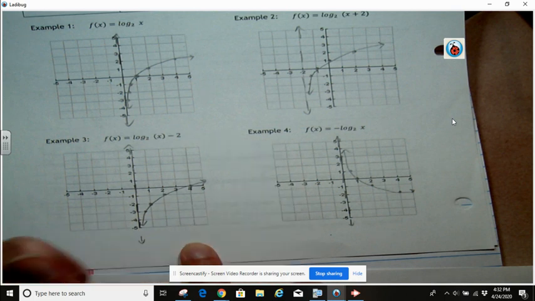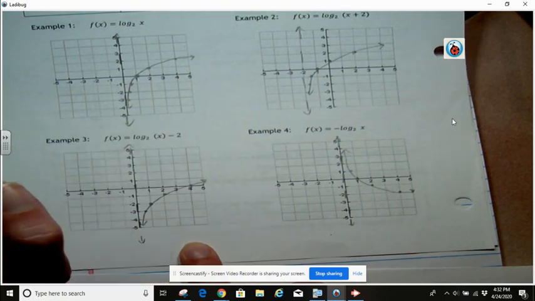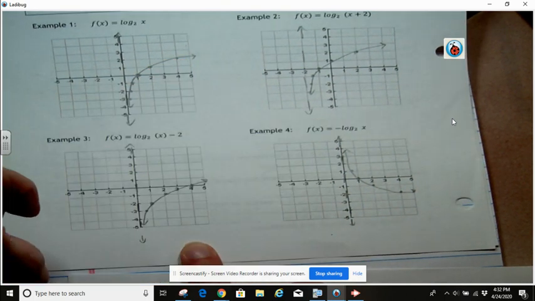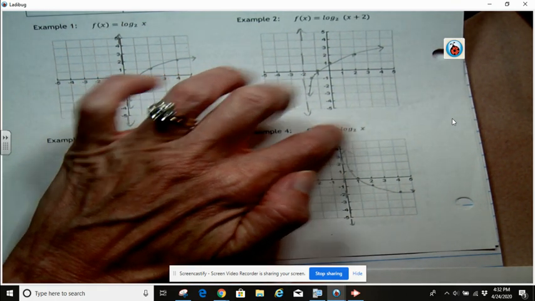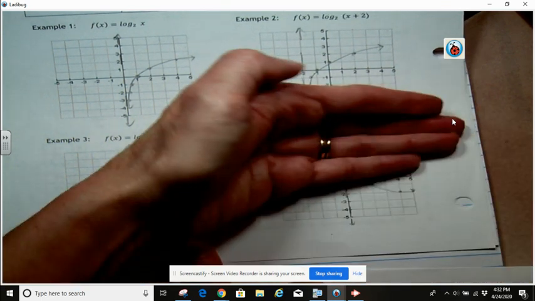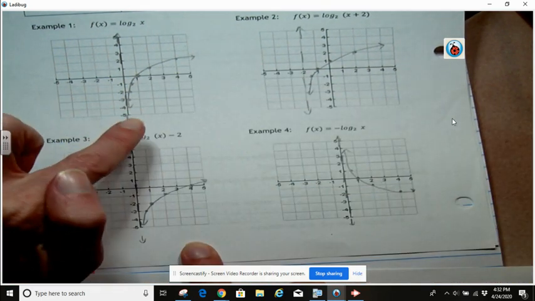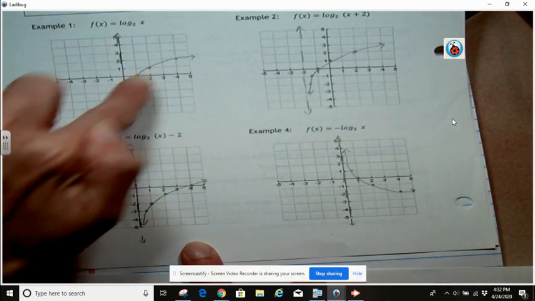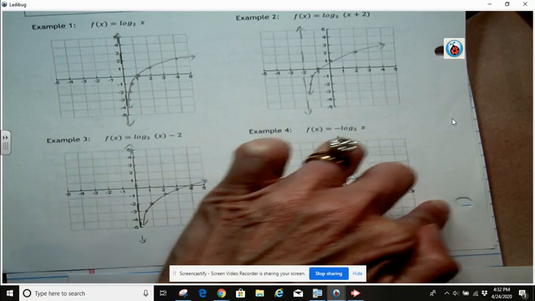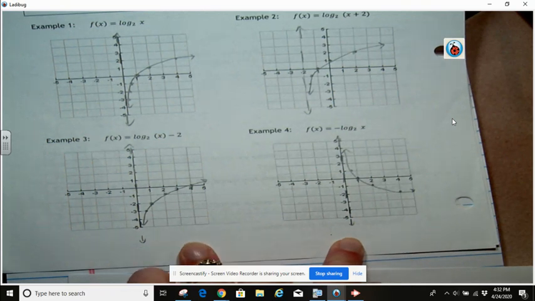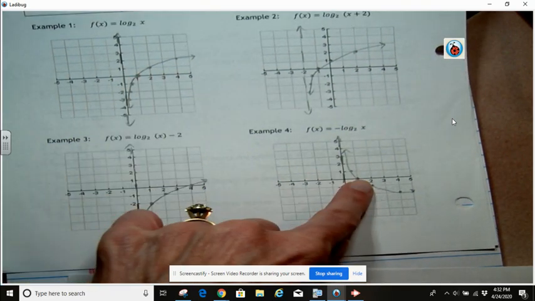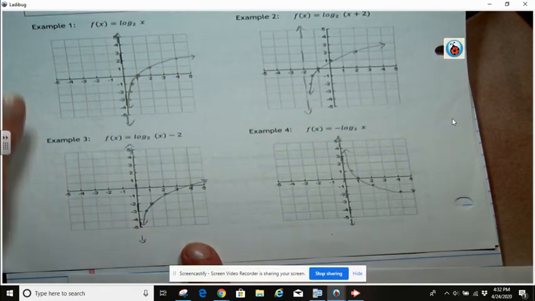And then in example 4, this is an A transformation, so it reflects everything over the x-axis because it's the opposite of your y's. And so if you do the opposite of y, you flip it over the x-axis. So it just flips this curve around over the x-axis. So now it is decreasing instead of increasing. The vertical asymptote's in the same place. The x-intercept's in the same place. It's just the direction of the curve.